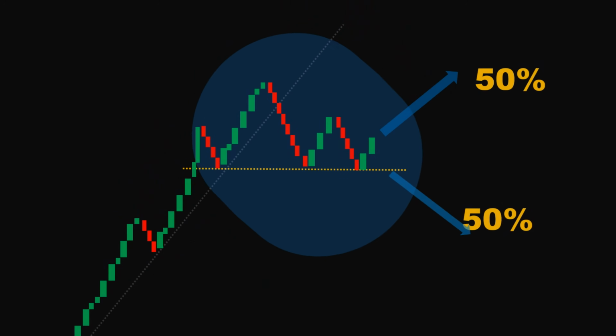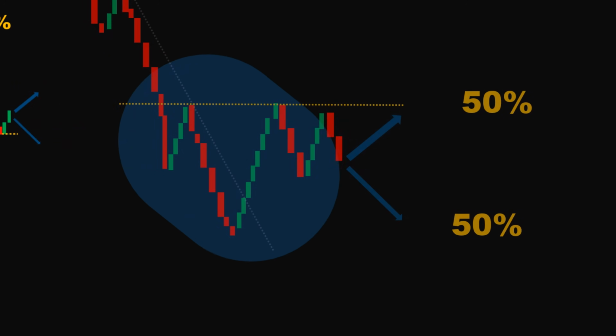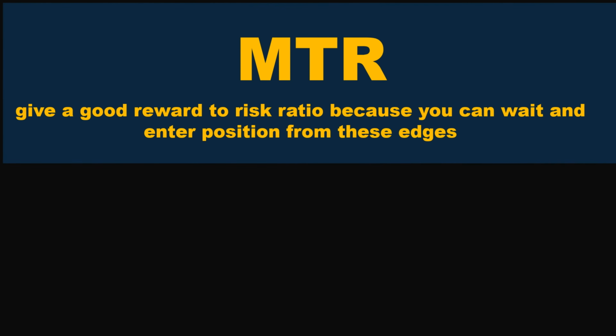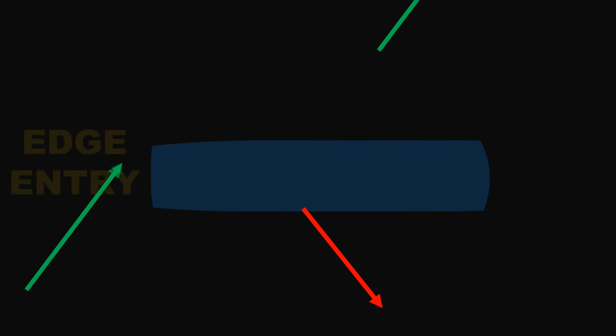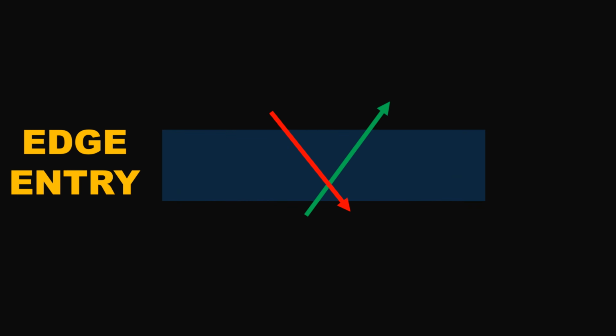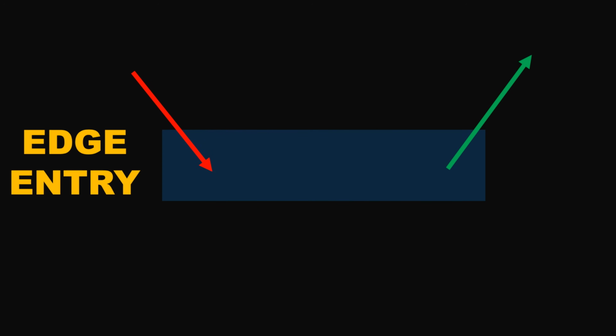However, if the market penetrates the trend's extreme and continues beyond it, then the trend is likely resuming and you must wait for a new trend line and moving average break. Major trend reversals give a good reward to risk ratio because you can wait and enter a position from these edges. In general, there are three types of MTRs happening in the market.